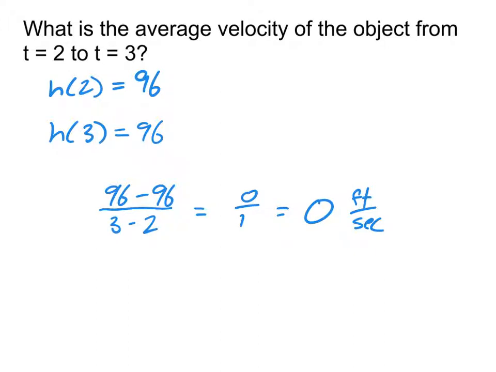Does that mean that between 2 and 3 seconds the thing did not move at all? No, I mean, you can even see where it's moving up at like 2.5 seconds. It's even higher than that, right? So this is what average velocity does. Average velocity can tell us just between the endpoints what's happening. Again, think of the secant line.